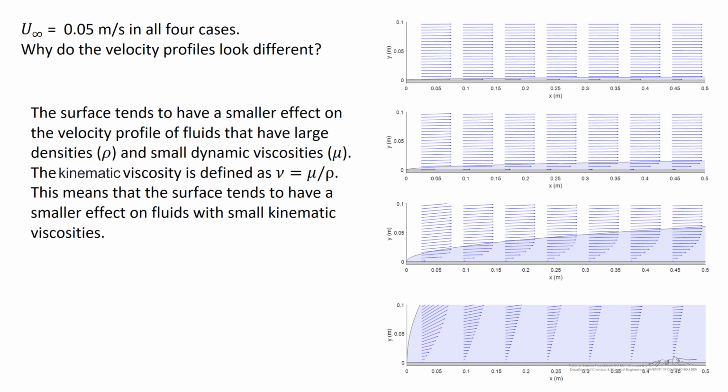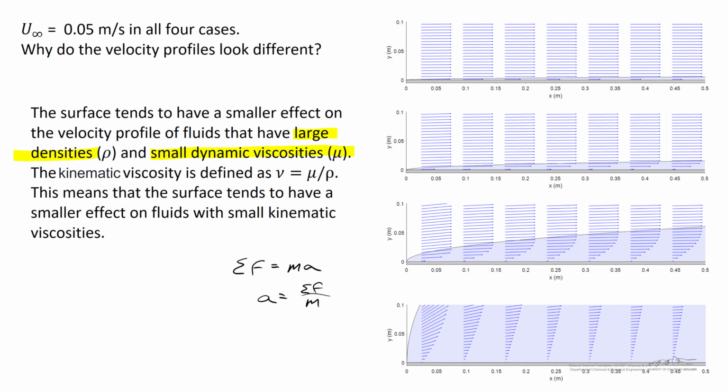So as I've shown here, the surfaces tend to have a smaller effect on fluids that have a small kinematic viscosity. It tends to have a smaller effect on fluids that have large densities and small dynamic viscosities. Loosely speaking, this is a little bit like saying the sum of forces is equal to the mass times the acceleration of the fluid. By analogy, the density of a fluid is sort of like its mass. The forces acting on the fluid are associated with viscosity, or with mu. And the acceleration, therefore, is related by analogy to the sum of forces divided by the mass of the fluid.